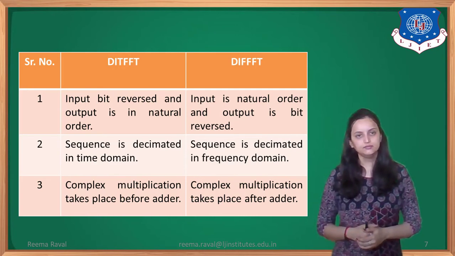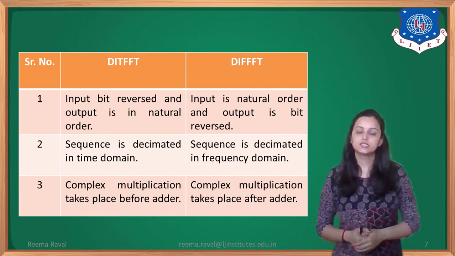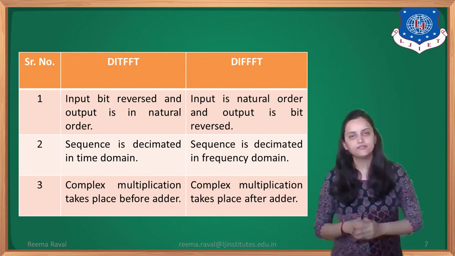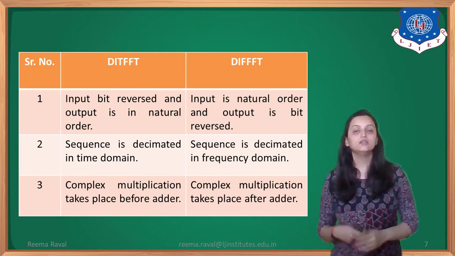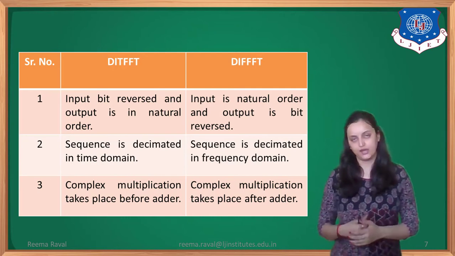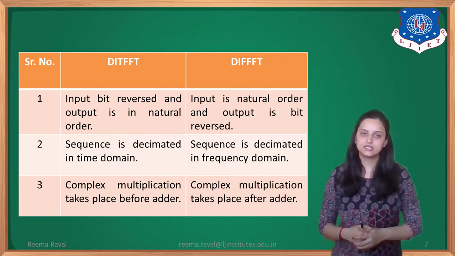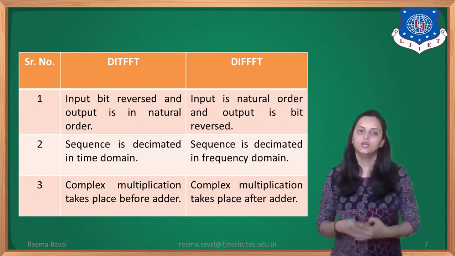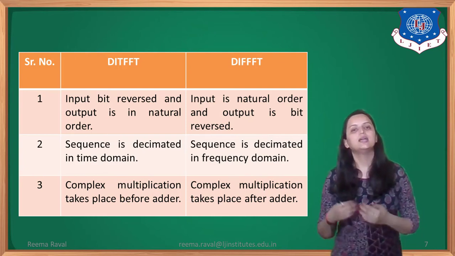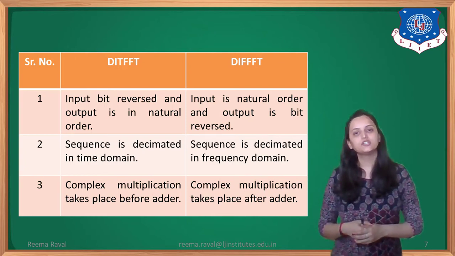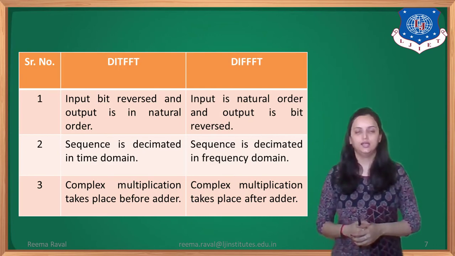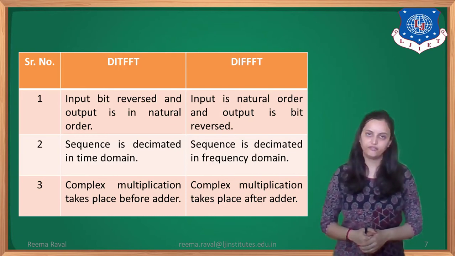Second, in DIT FFT, the sequence is decimated in the time domain, whereas in DIF FFT, the sequence is decimated in the frequency domain. As the word itself suggests, it stands for decimation in frequency fast Fourier transform. The third difference is that in DIT FFT, complex multiplication takes place before the adder, whereas in DIF FFT, complex multiplication takes place after the adder. So these are the three basic differences between the DIT FFT and DIF FFT algorithms.